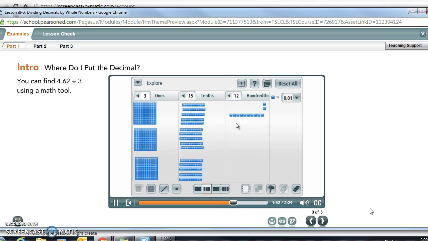Turning off the hammer again, now we need to divide these hundredths into 3 equal groups. We can move hundredths into the 3 rows until there are no more hundredths left. Now all 12 hundredths are divided equally into the 3 groups. That means that each row now contains 1 one, 5 tenths, and 4 hundredths. So 4 and 62 hundredths divided by 3 is 1 and 54 hundredths.